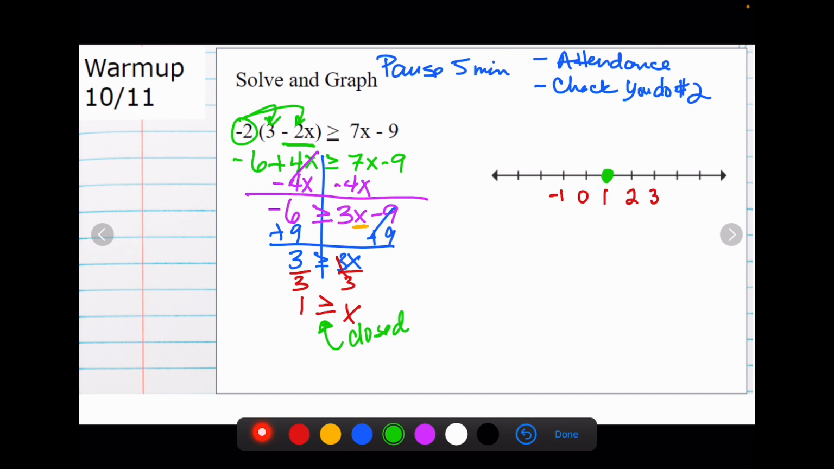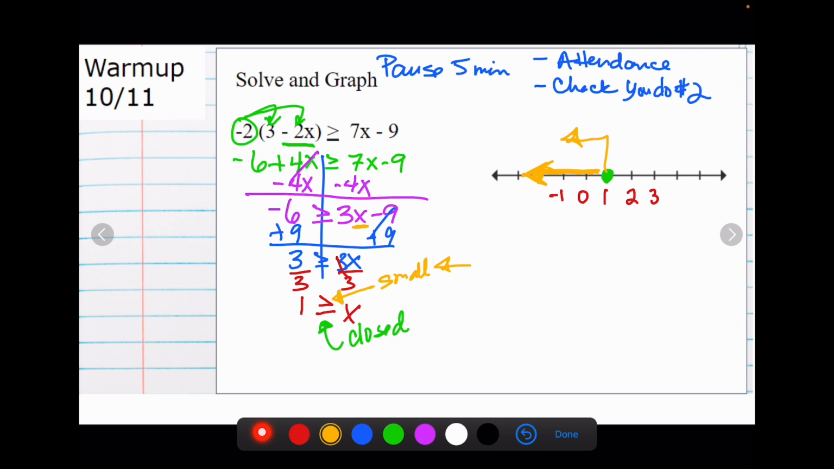And then I notice that right here, the smallest part of the symbol is touching my variable. So therefore I want small numbers, which means I'm going to shade to the left. Okay. So your graph should look like this. Or if you want to use just an arrow going left, I'm okay with that too.